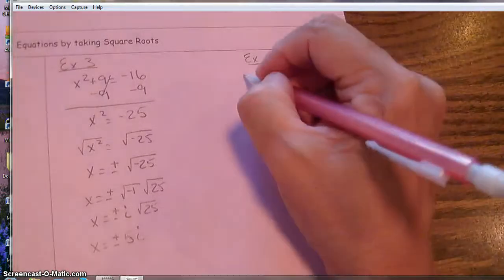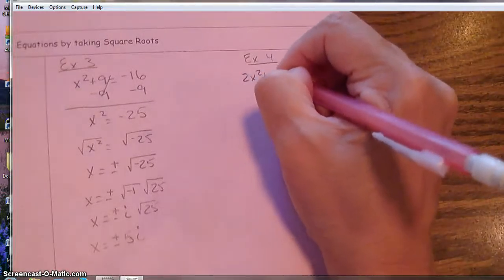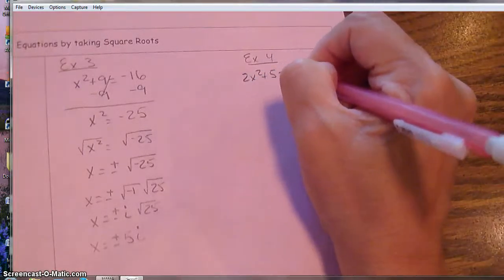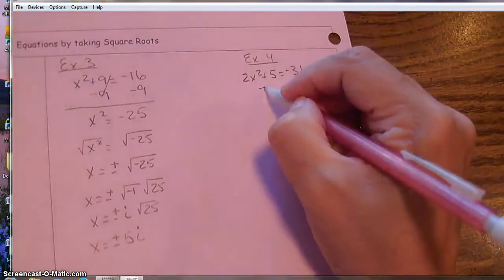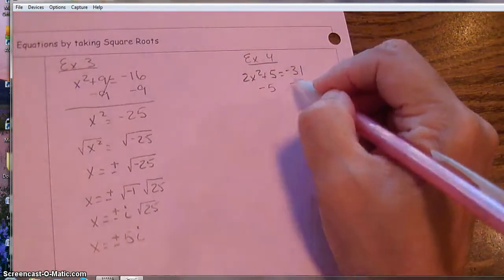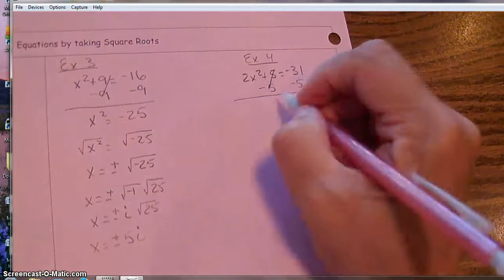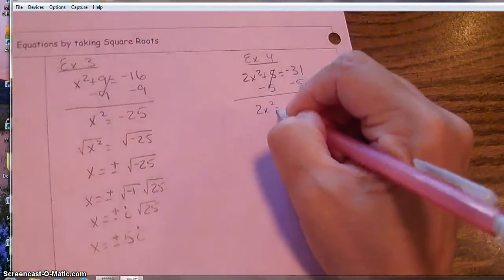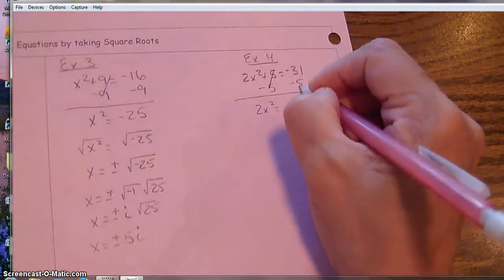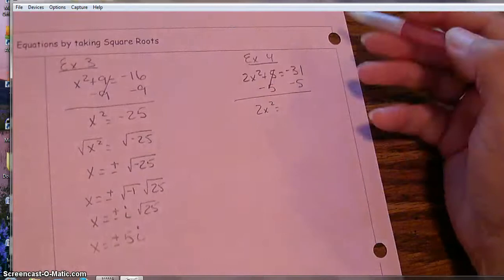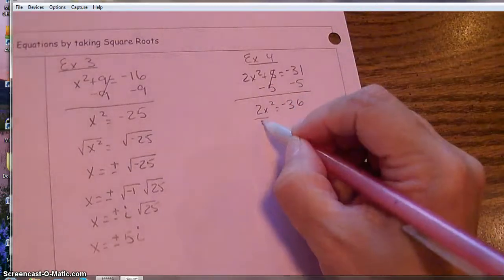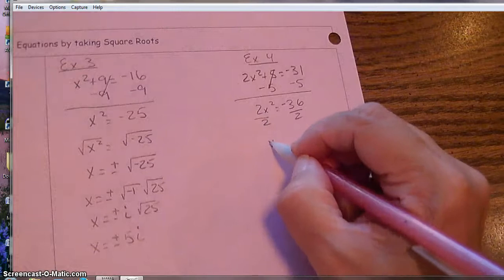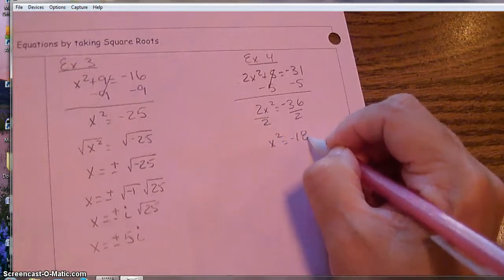Okay. Example 4, 2x squared plus 5 equals negative 31. Again, I have to isolate this variable, so I'm going to subtract 5 from both sides. It cancels out here. I have 2x squared, and negative 31 and negative 5. They're both negative, so I'm going to add them and keep the sign, so I get negative 36. I'm going to get rid of the 2 by division, and I have x squared equals negative 18.